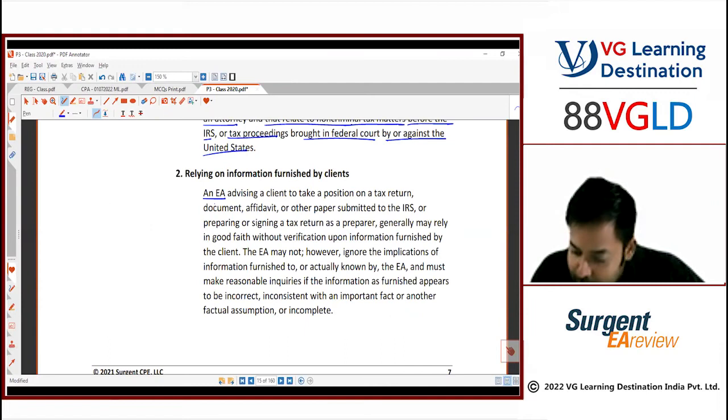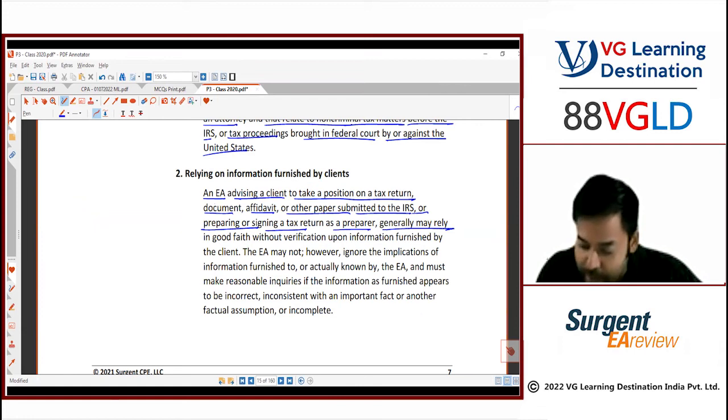An EA advising a client to take a position on a tax return, document, affidavit, or other paper submitted to the IRS, or preparing or signing a tax return as a preparer, generally may rely in good faith without verification upon the information furnished by the client. An EA may not, however, ignore the implications of the information furnished to him, or actually known to him, and must make reasonable inquiry.